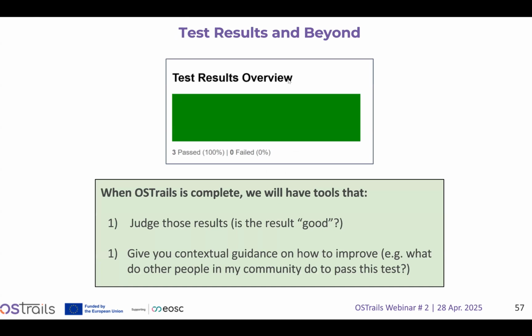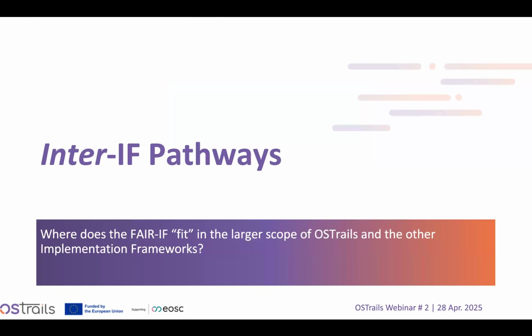Now, this is where we want to go from here. So what is the future? So at the moment, we have a way to say, okay, you passed 3 of the tests and you failed 0 of the tests. But when OS Trails is complete, we're going to have tools that make a judgment. Is that result good? Is it adequate? Is it bad? Is it whatever? And then give contextual guidance. So we're still working on those components. In particular, we're going to have contextually sensitive, what do other people in my community do to pass this test? So you don't get generic guidance, you get very community-specific guidance.